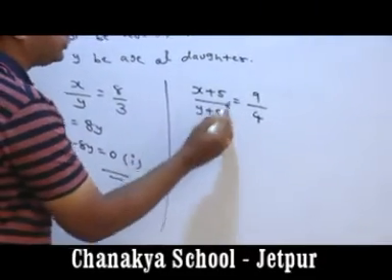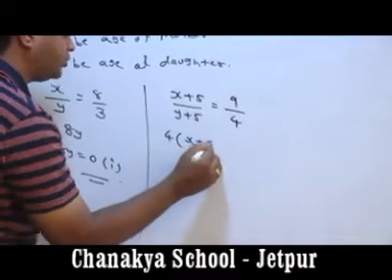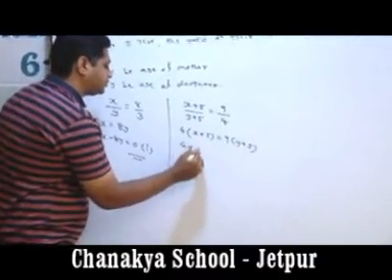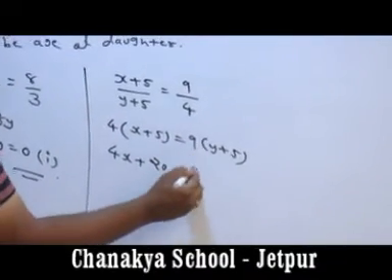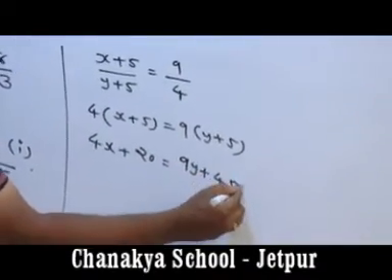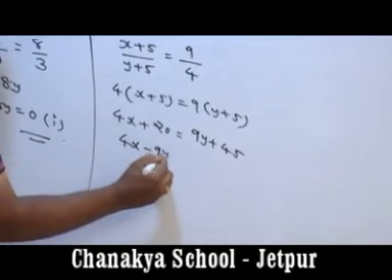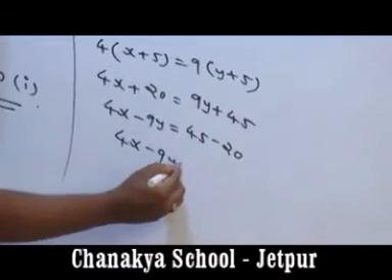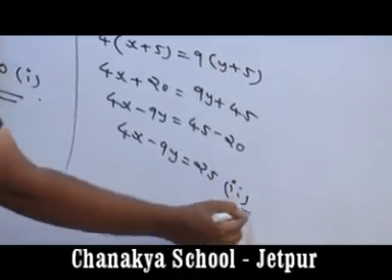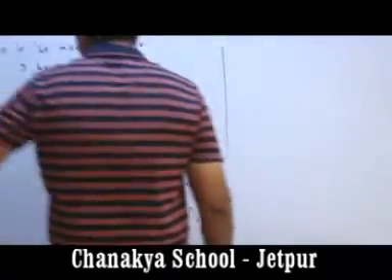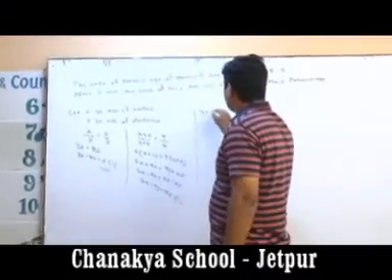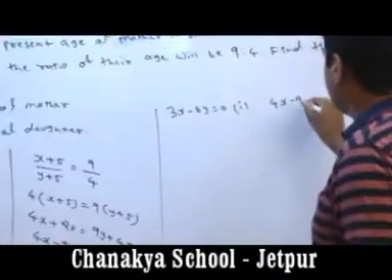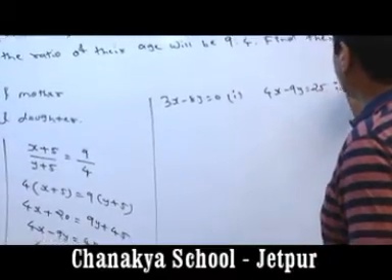Simplifying the equation number 2, 4 bracket x plus y equal to 9 bracket y plus 5. 4x plus 4 into 5 gives 20, 9y plus 45. 4x minus 9y equal to 45 minus 20. 4x minus 9y equal to 25. Equation number 2. 3x minus 8y equal to 0 is equation number 1. 4x minus 9y equal to 25 is equation number 2.